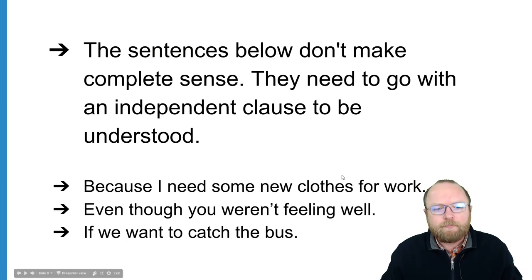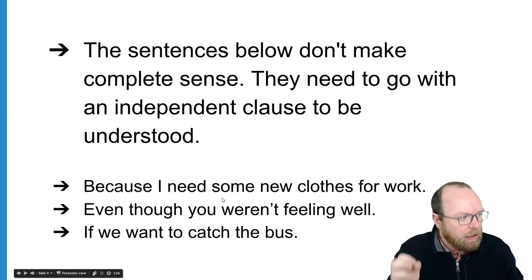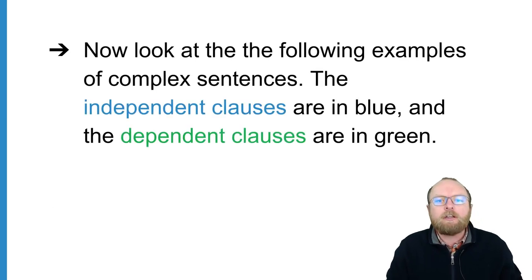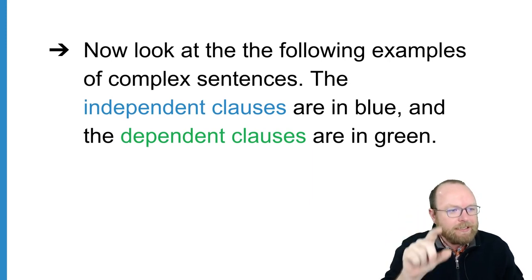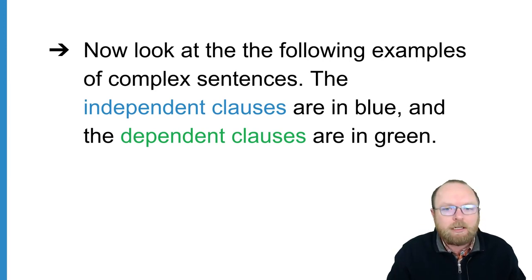So like I said, these sentences don't make sense. They're not complete. We must add an independent clause. So what do we do? Look. We're going to show you the better sentences. Now, the independent clauses are blue, and the dependent clauses are green. Look.